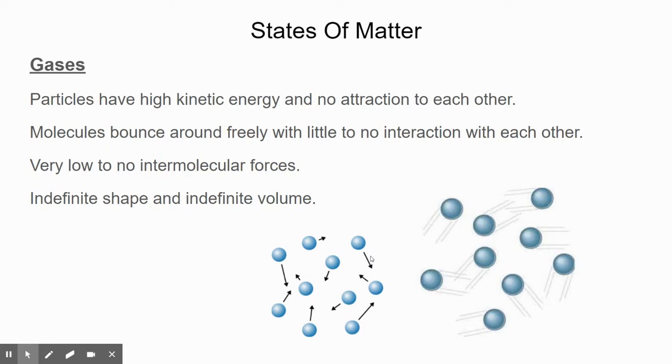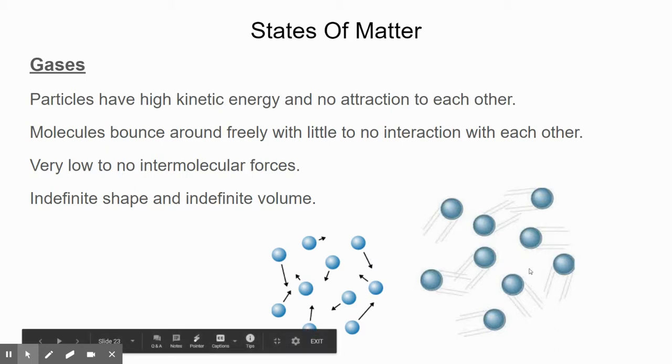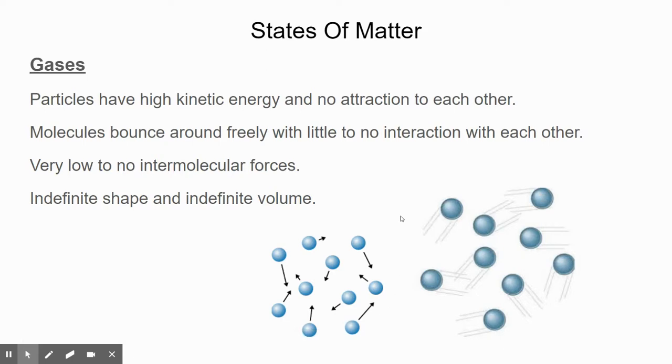Gases have an indefinite shape and indefinite volume. You can compress gases, you can expand gases, you can put them in all sorts of different containers. Doesn't matter. And you'll see longer and longer arrows as we go from solid to liquid to gas. So gases should have the longest arrows, indicating the highest amount of kinetic energy.